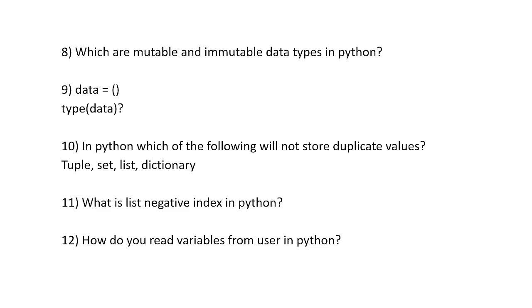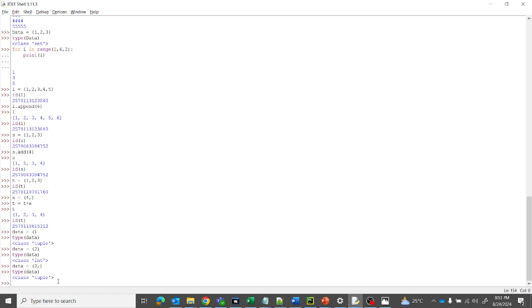And next question: in Python, which of the following will not store duplicate values? Okay, if you see the first one, tuple will store the duplicate values, right? Set won't store, list will store the duplicate values, and in a dictionary duplicate values will be there, but keys will be unique. Okay, let us see all these four now.